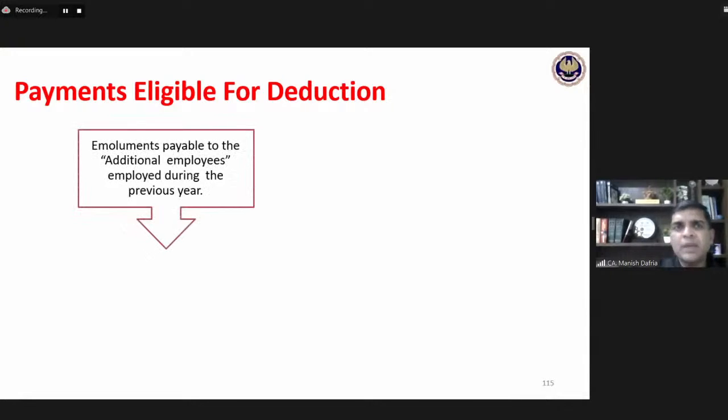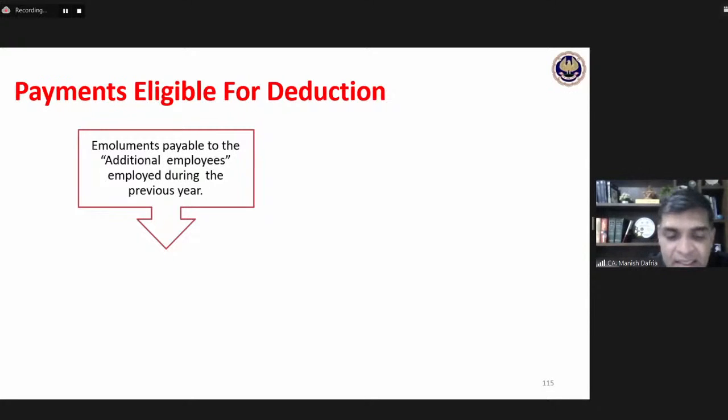Emoluments paid or payable to the additional employees. Emoluments is a typical legal word. For the sake of simplicity, we can read it as wages or salary. So wages, salary, emoluments paid or payable to the additional employees. What is this additional employee? We will discuss. But there are certain additional employees.